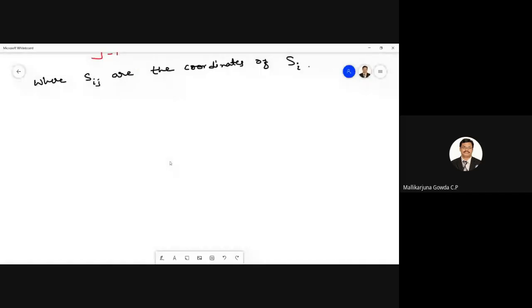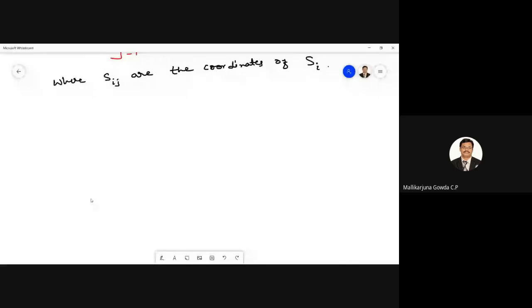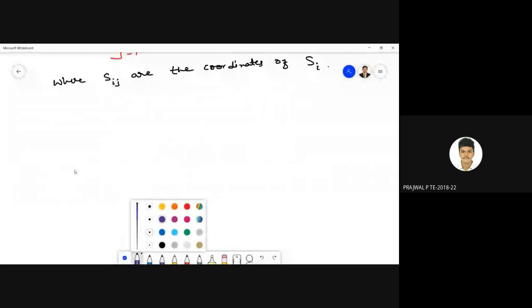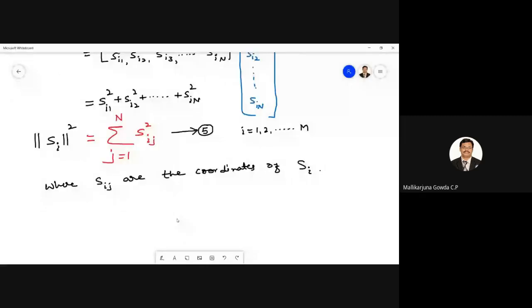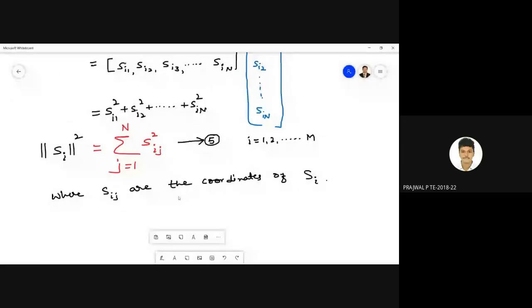Now let me consider two signal vectors, and let me try to find out the angle between those two signal vectors. Sir, can you scroll up a little? Okay. Yeah, is this fine? Yes, sir.